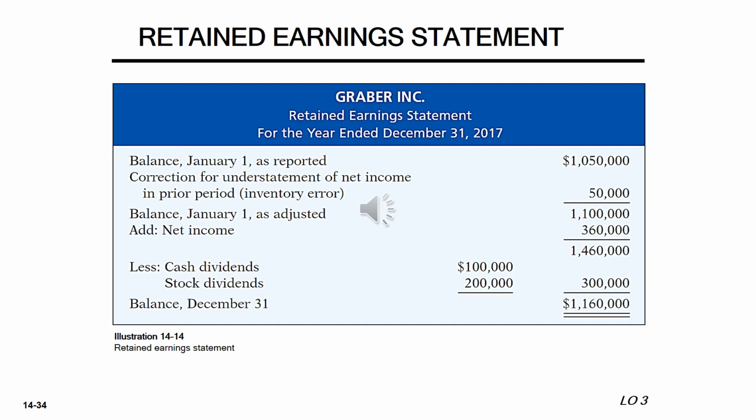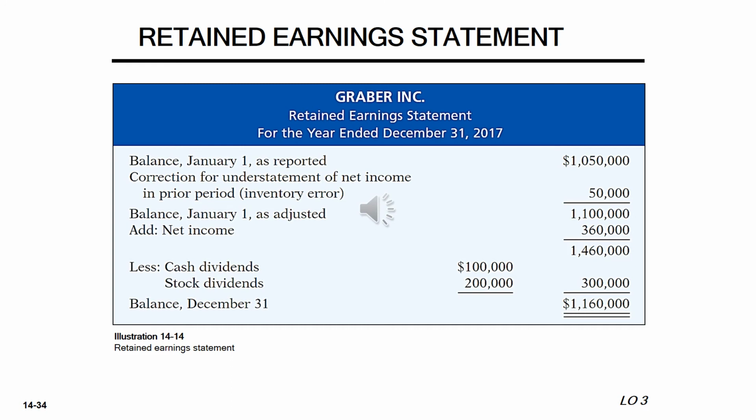So now here we have this example for Grabber Incorporation. They had a starting balance for their retained earnings of $1,050,000. We have a correction for understatement of net income in prior period. Remember that we said any prior period understatement correction is going to be credited to the retained earnings account, and credits increase the retained earnings account. So based on that, we're going to add 50,000 for this adjustment, and we now end up with a balance on January 1st as adjusted of 1,100,000.